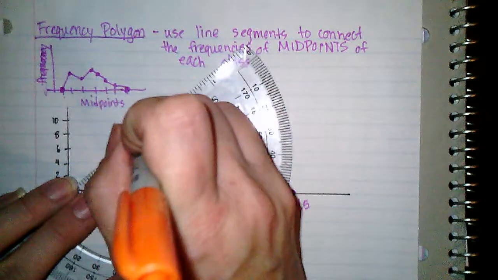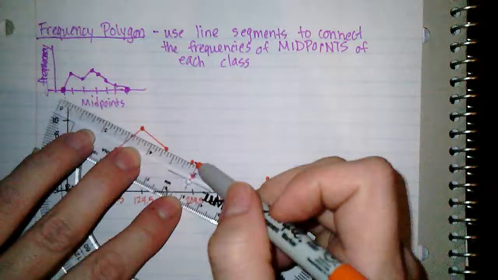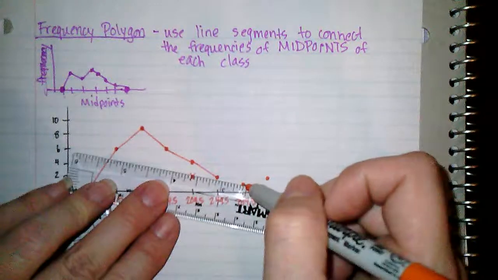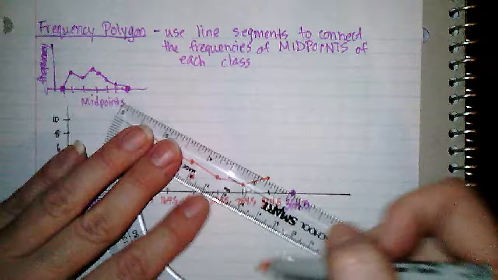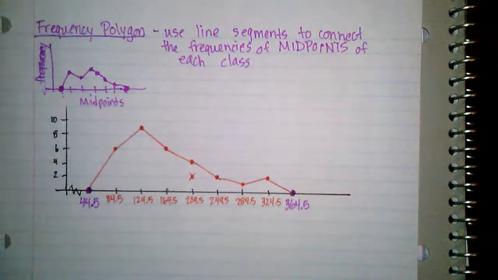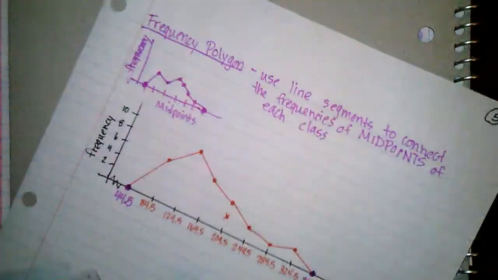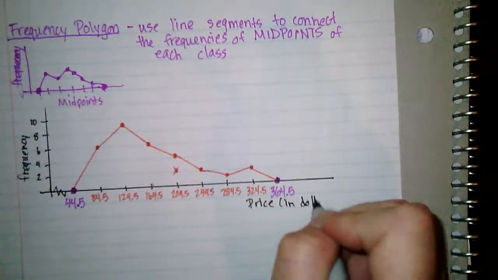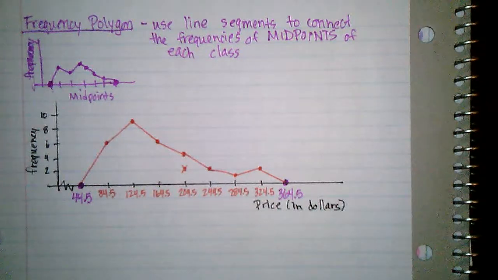And you can tell it's called a frequency polygon because a polygon is a closed figure. So you can see that if you don't do the one at the beginning and the one at the end, it won't be a closed figure, so it won't be a polygon. You might want to add that onto your cheat sheet, some of those really important details. And I did forget to label my axes. So frequency and price in dollars. So that is a frequency polygon.